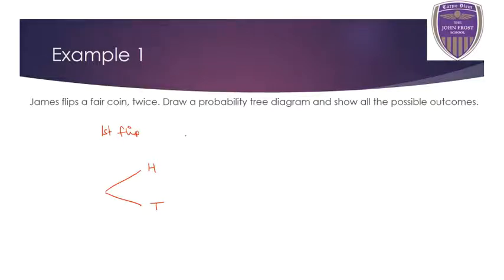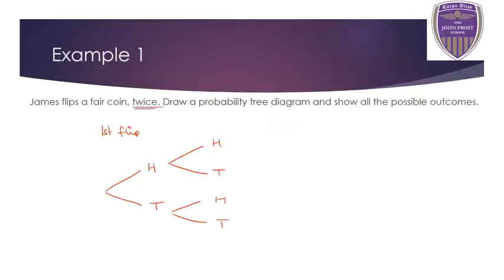Then the second flip, it's still the same thing, isn't it? He's still got a chance of getting a heads or a tails. So what we do here is he could get a heads the first time. You do two branches from heads now because the second time he does it, he can still get a heads or he can get a tails. And if he had got a tails the first time, he's still either going to get a heads or tails the second time.